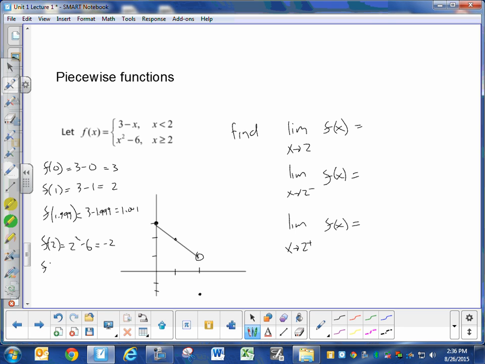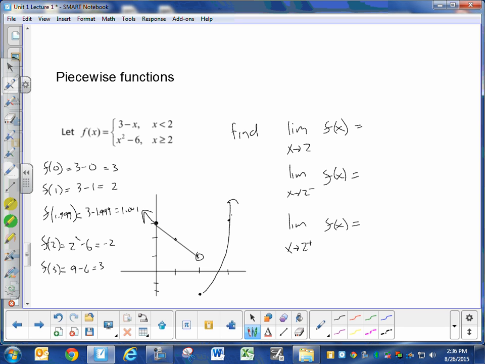Now we can keep going. F of 3, that's going to be 3 squared minus 6, or 9 minus 6, which is 3. So we'll have a point up here. And since it's x squared minus 6, we assume it's going to be a quadratic. That's going to kind of be increasing like that. So here's my piecewise function.